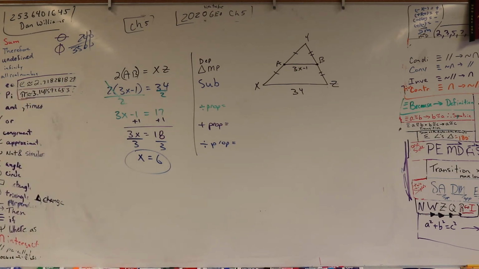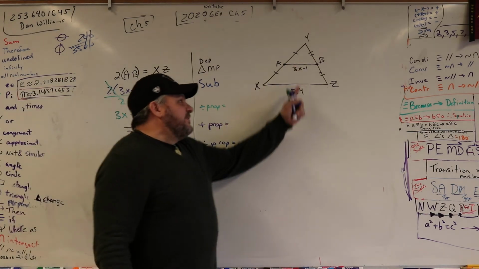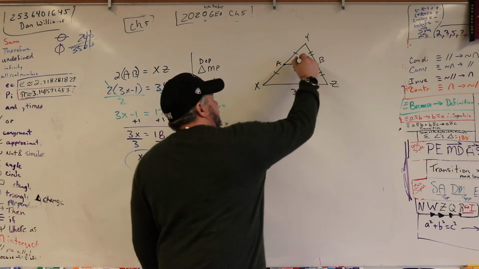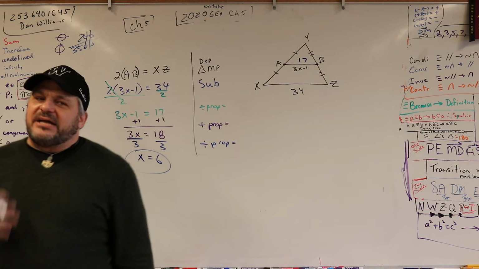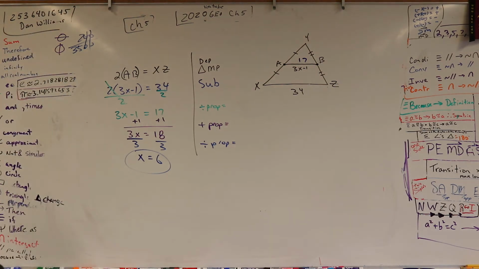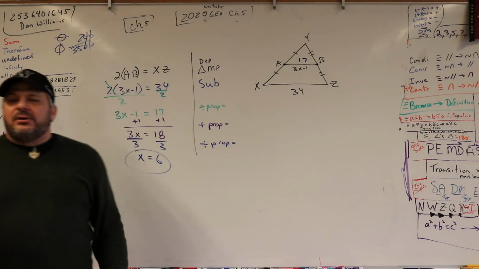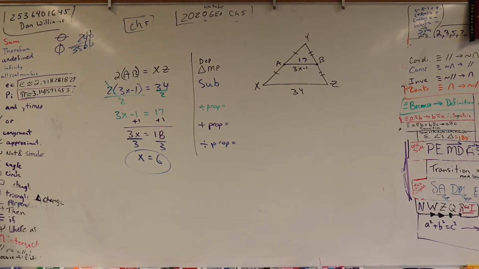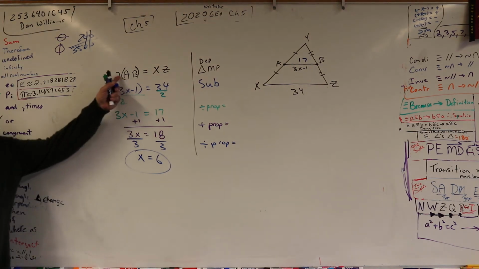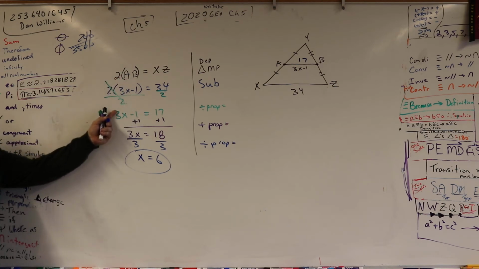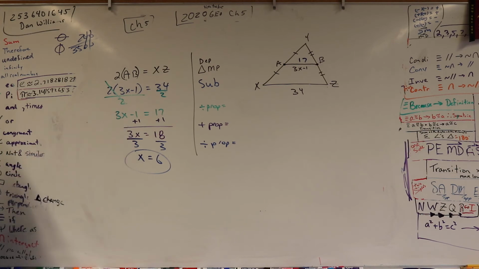Now think about it. I already know what this is. If it's half of this, it's 17. Done. So if they ask for AB, that's easy. 17. But if they ask for x, I've got to set it up. Before you can set it up that way, you need to know how to start this, move it into this. Now you've got it set up, and now you can do your basic math.